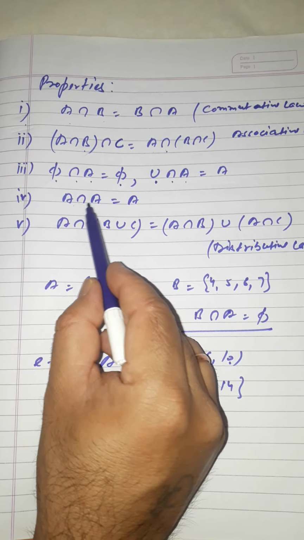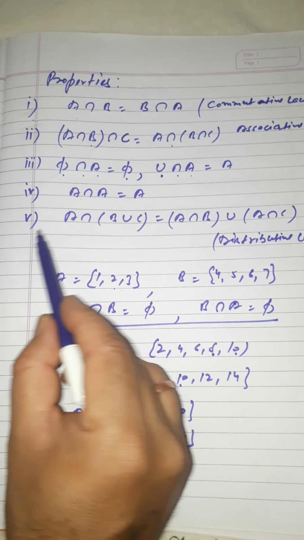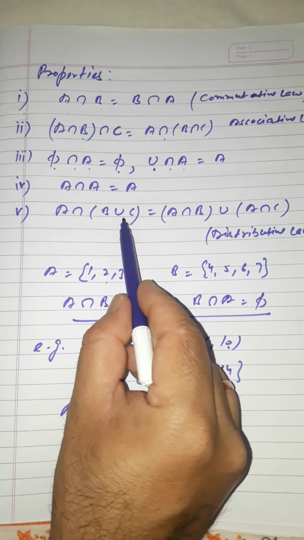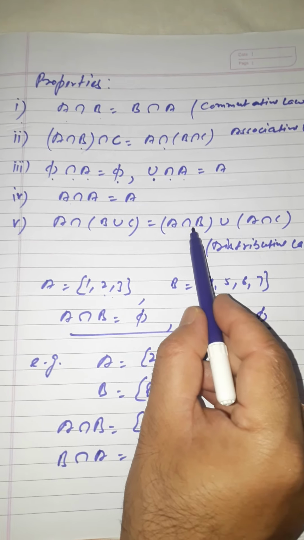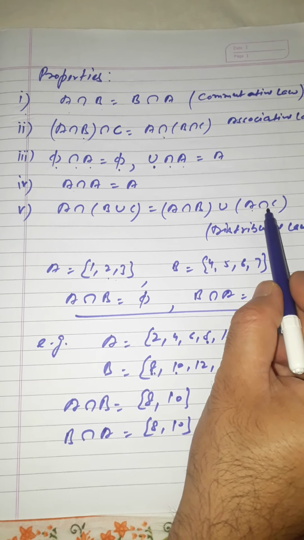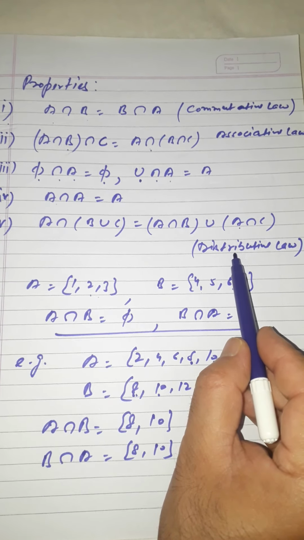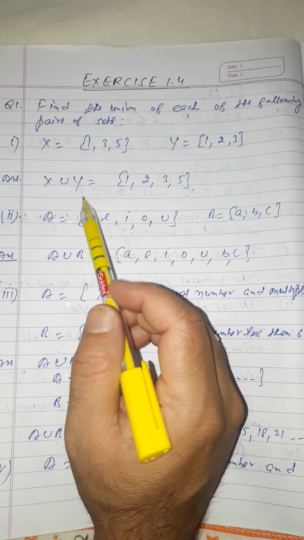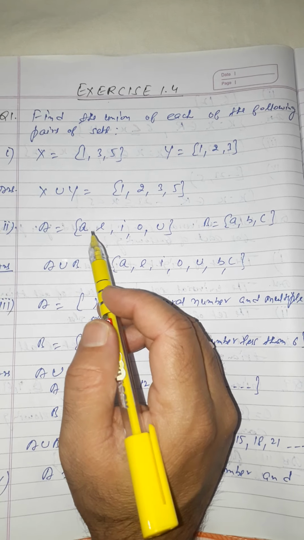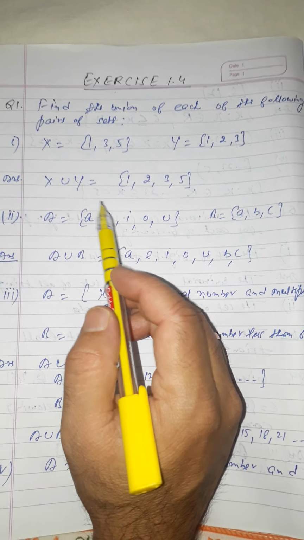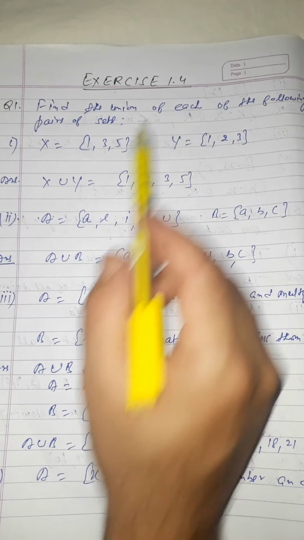Fourth one is A intersection A, that is equal to A. Fifth one is A intersection B union C, that is equal to A intersection B union A intersection C. This property is known as distributive property, students. So students, let us make use of union and intersection of sets in exercise 1.4.